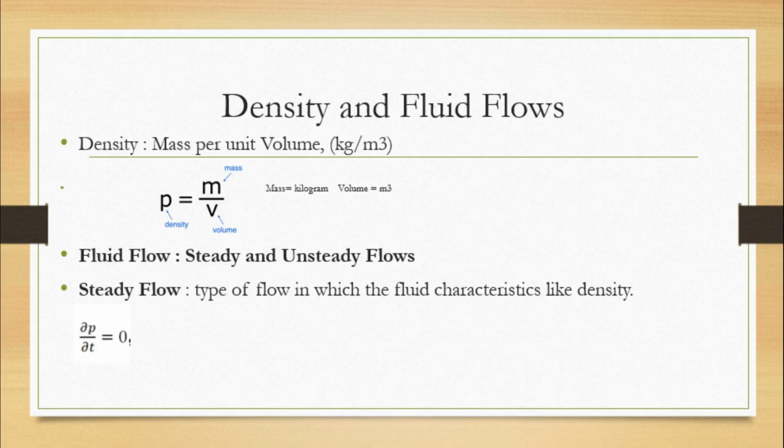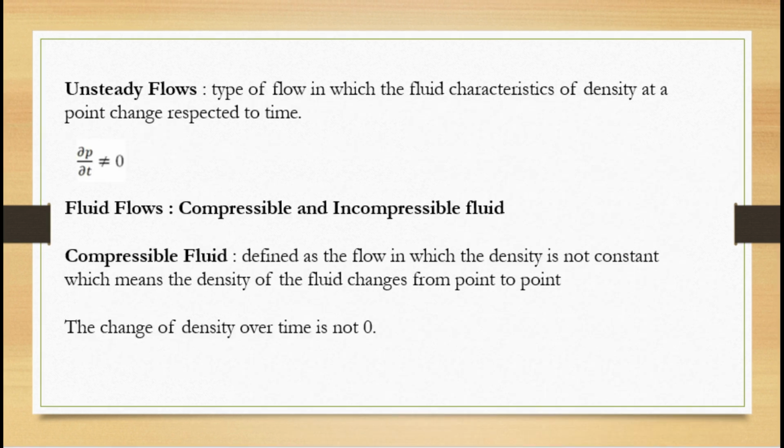Density and fluid flow. Basically, we know density is mass per unit volume, kilogram per meter cubed. As for the relationship of this property with fluid flow, we can see it in steady and unsteady fluid flow. For steady flow, density remains constant. It means that the density change over time is equal to 0. And for unsteady flow, the density will change over time. It will not be equal to 0.